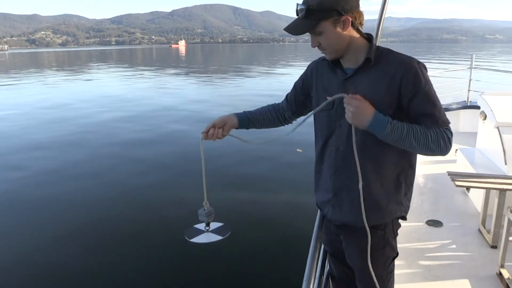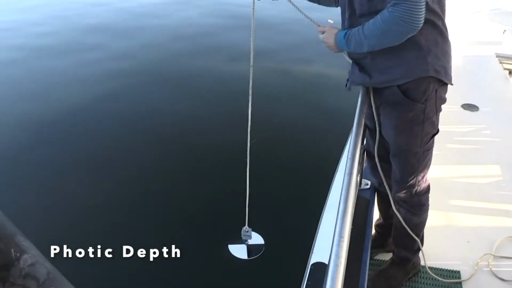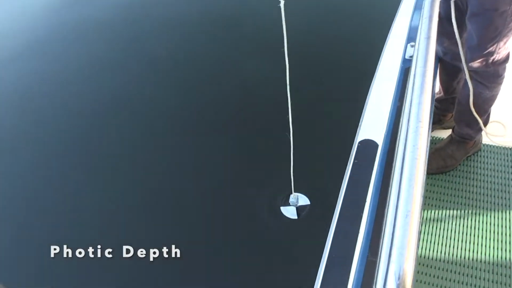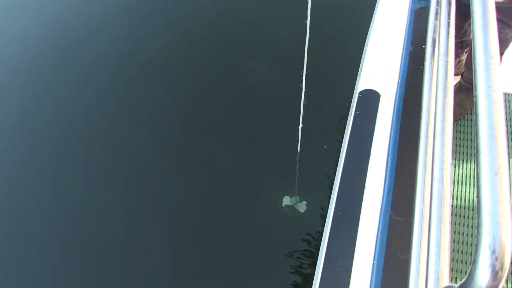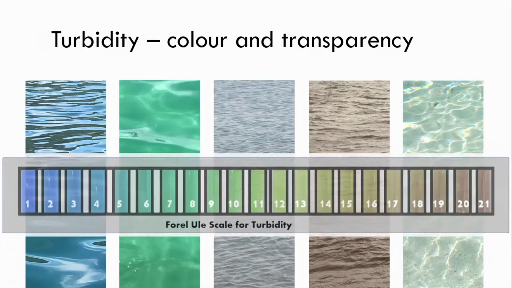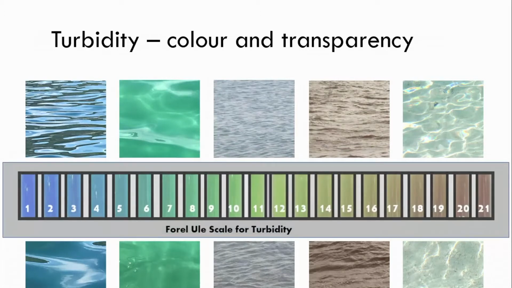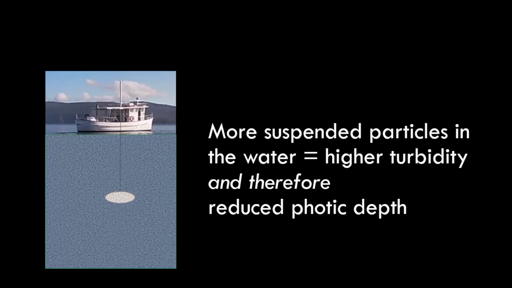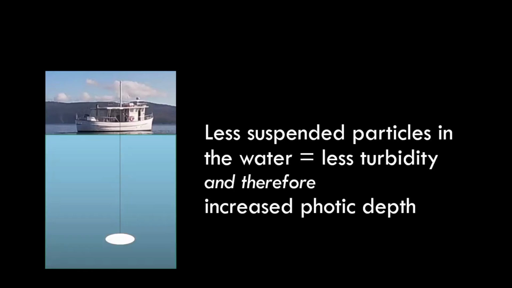We use a Secchi disc to measure the photic depth, or how far the light travels into the water. The point where the disc is no longer visible is called the extinction depth. The photic depth is affected by the turbidity of the water. Turbidity is a measure of suspended solids in the water, which affect the colour of the water. More suspended particles in the water means higher turbidity, and therefore reduced photic depth. Fewer suspended particles in the water means less turbidity, and therefore increased photic depth.